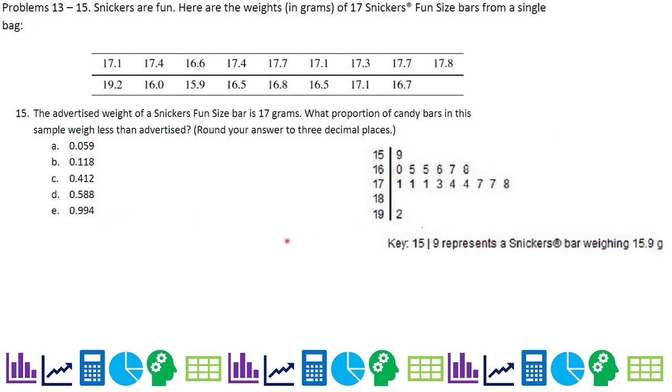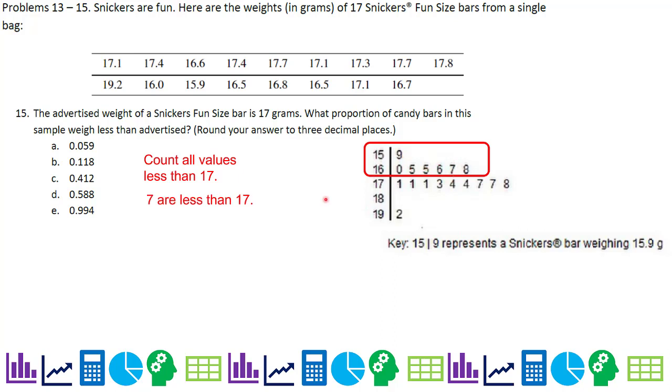Okay, and for our last problem, the advertised weight of a Snickers bar is 17 grams. What proportion of candy bars in the sample weigh less than advertised? Round your answer to 3 decimal places. I've kept the stem plot here that we chose as our answer. We're going to count all the values less than 17, because that's what we're trying to compare to. So we've got these here, 1, 2, 3, 4, 5, 6, 7. So 7 are less than 17.